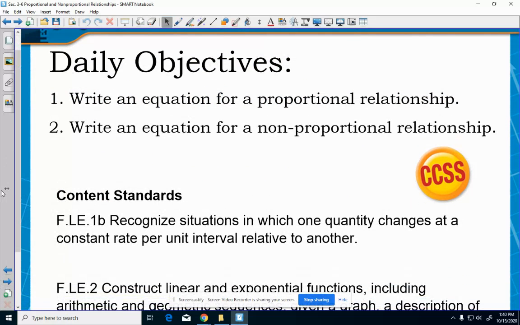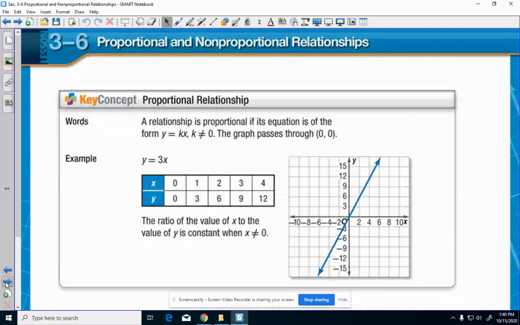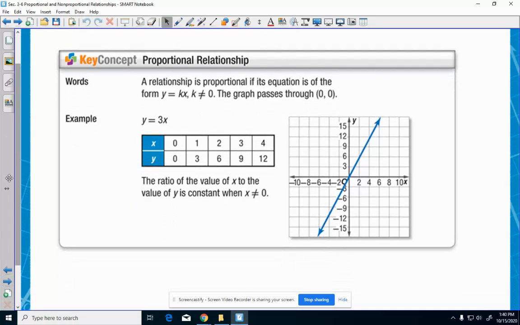Ultimately, our goal is to be able to write an equation. If we can establish what it means to be proportional, then what does an equation have to look like for that? And if we can establish it to be non-proportional, can we write an equation to look like that? Here is a cutout from your book that describes what it means to be proportional. Take a second, read through that, and then we're going to list what you think it means to be proportional.